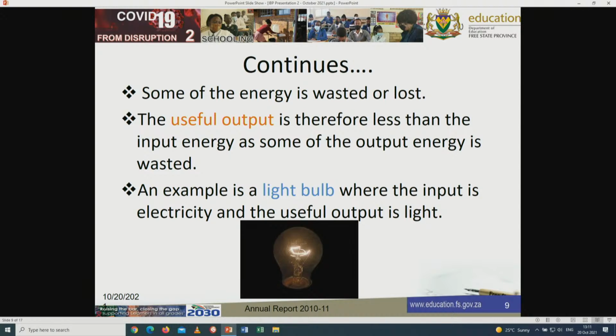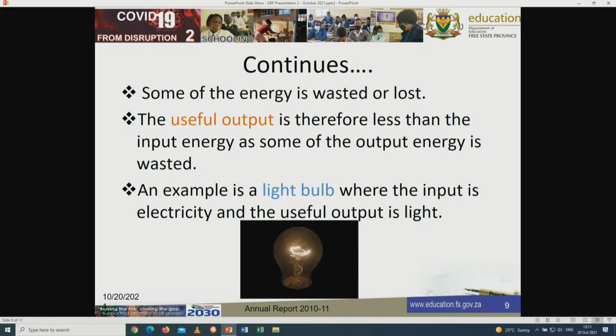An example, it's a light bulb. Look at the light bulb. The input energy is electricity, it's an input. And the useful output energy that we need is what? It's light. We need light. But somewhere, somehow, there is energy lost there in the form of heat.